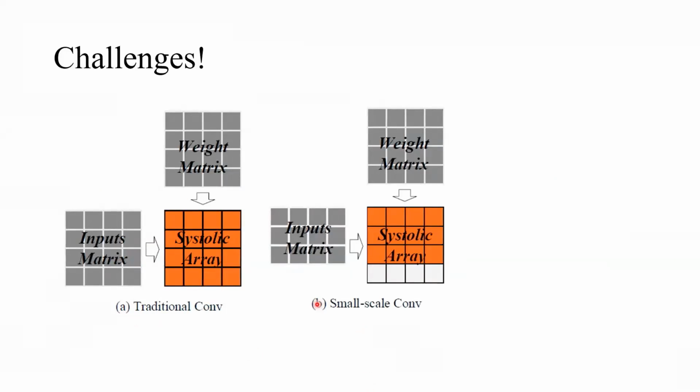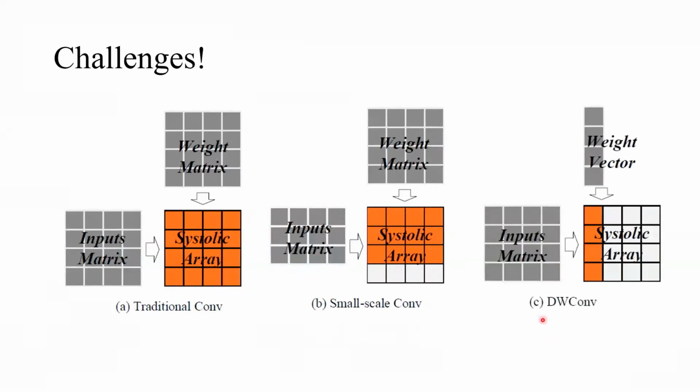However, some special convolutions bring challenges for the systolic array, like small-scale convolution. The dimension of input feature maps is small, so the input matrix cannot activate all the PEs. Another situation is depthwise convolution. These convolutions are widely used in complex CNNs. The weight data shrinks into a vector and causes lots of PE idle.